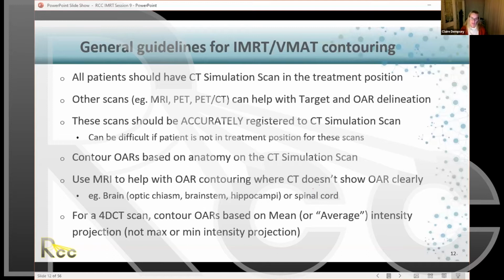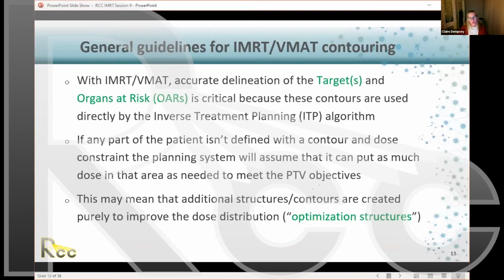The alternative is you have a 4D CT scan and a standard 3D CT scan, you register those together, and you contour your organs at risk on the 3D. That just means that any motion artifacts will be taken into account in your organs at risk contours as well. Okay, so why is all this contouring super important?